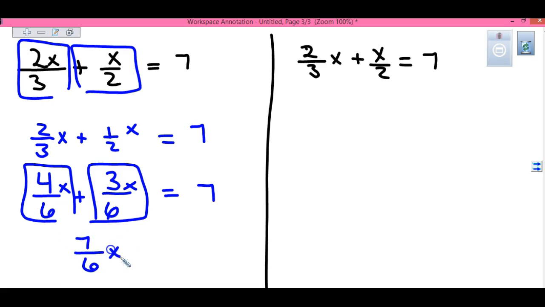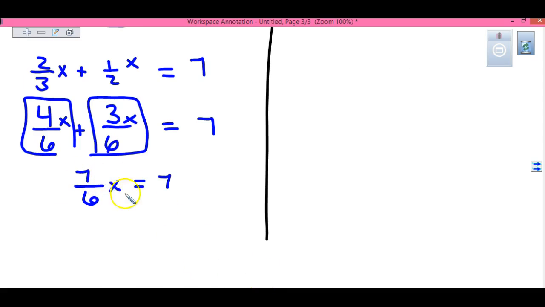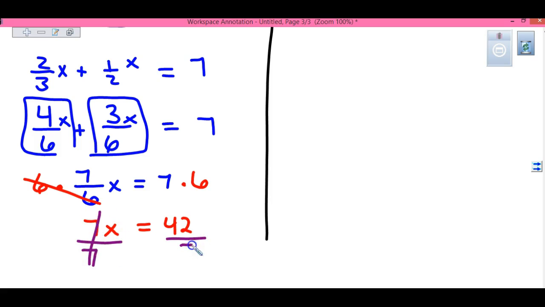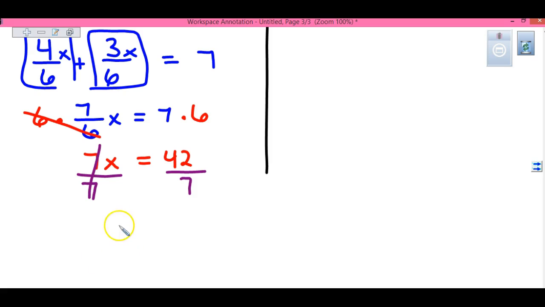7 over 6x is equal to 7. So at this point, to solve for x, we can multiply times 6. What you do to one side, you do to the other. 7x is equal to 42. And then we can use inverse operations again, divide by 7. So x is equal to 6. So this was one way.